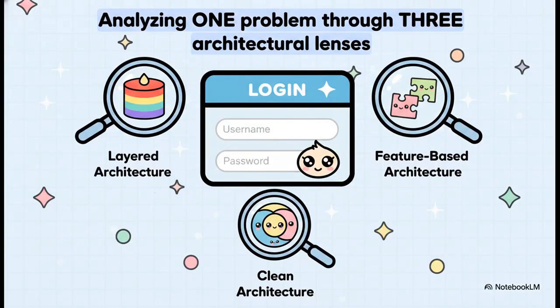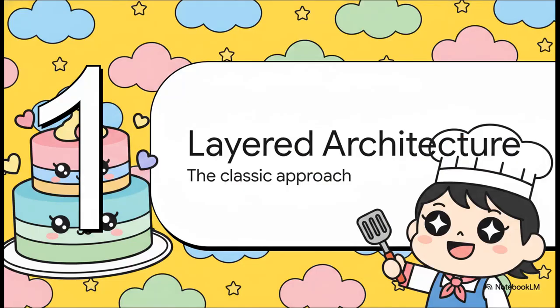And yeah, that's exactly what we're going to do. We're going to take this one login screen example and see how layered, feature-based, and clean architectures would each handle the exact same problem. By keeping our example this simple, the differences in their core philosophies just become so much clearer. All right, first up, we've got the classic. This is the one most of us probably learned first, layered architecture.